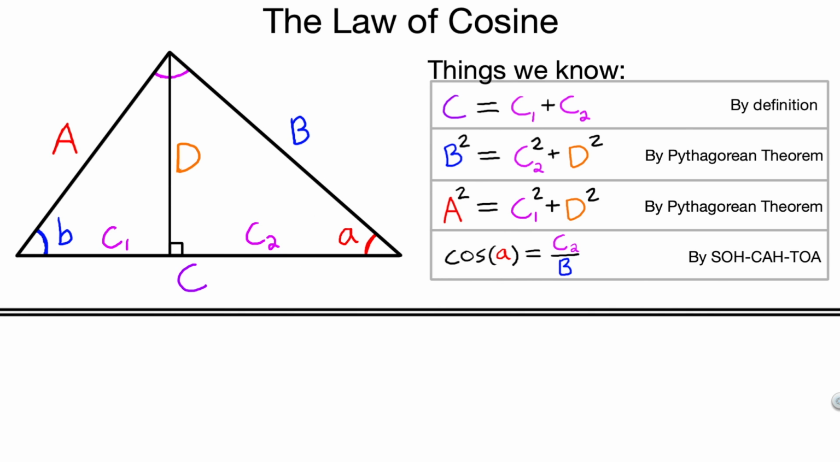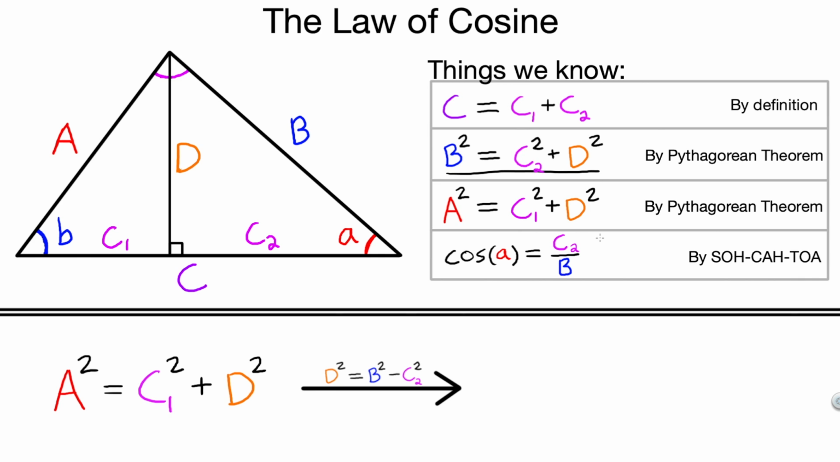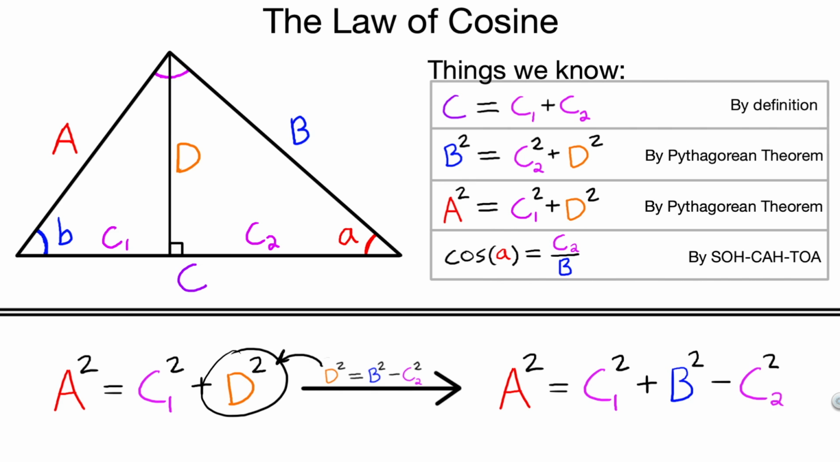Now that those are out of the way, we can begin the proof of the law of cosine. First, we will start off with the third thing we know, a squared equals c1 squared plus d squared. By rewriting the second thing that we know, we can say that d squared equals b squared minus c2 squared. If we substitute these values in for the d in the first equality, we will end up with a squared equals c1 squared plus b squared minus c2 squared.